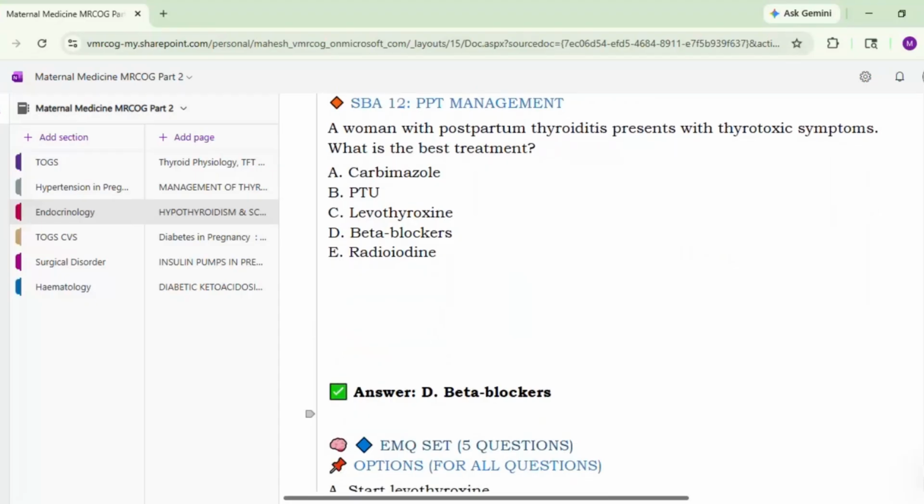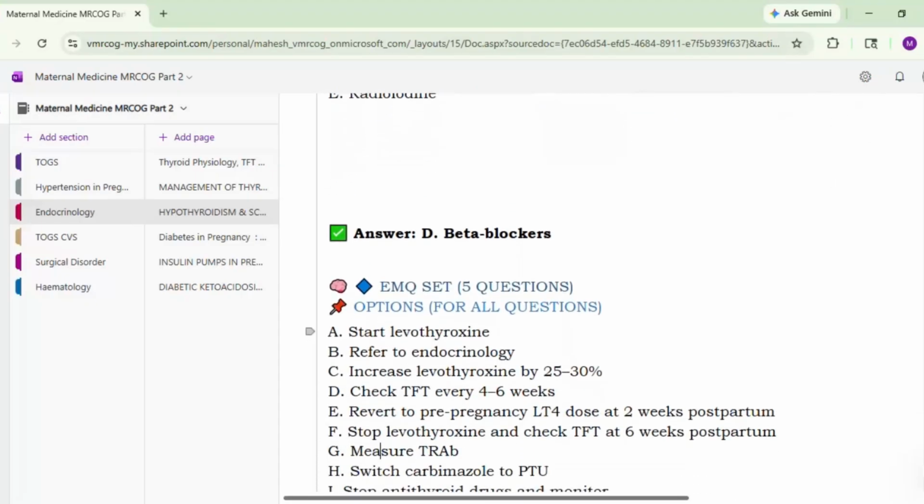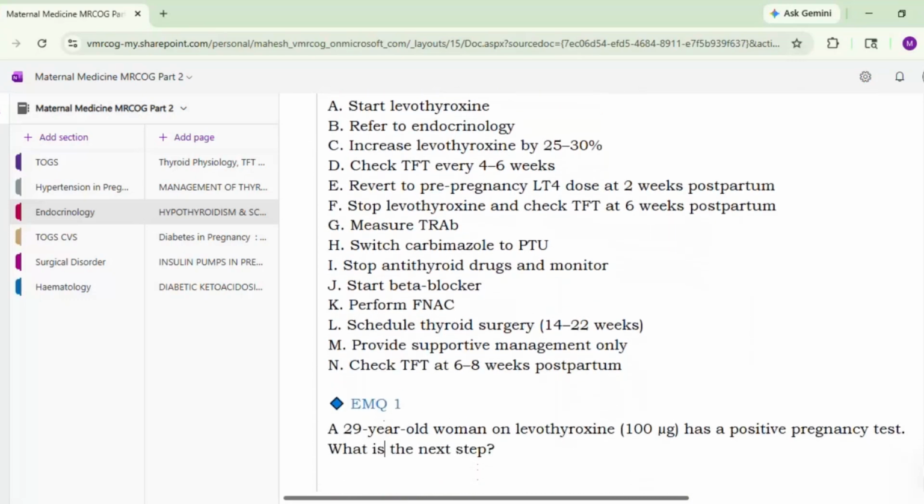Now we have got EMQs. These are the options. First EMQ.